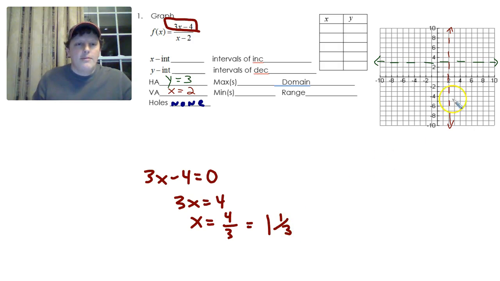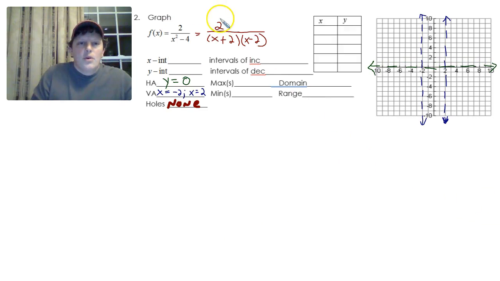So on the graph, this function is going to cross the x-axis at 1 1/3, about right here. Since we know the graph is going to cross here at 1 1/3, we'll go ahead and put it over here as 1 1/3, comma 0 as the x-intercept. That's the point where it's going to cross the x-axis.